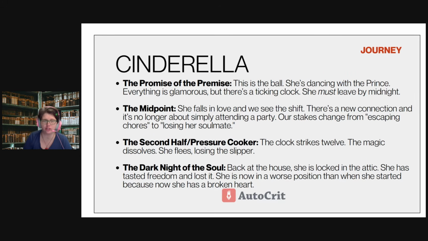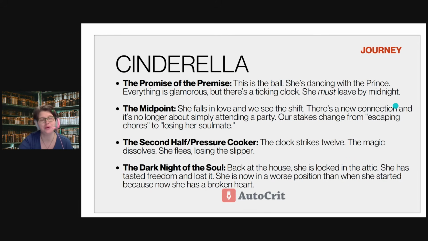She returns to the house and is immediately locked in the attic. She has tasted freedom. She got a chance to potentially meet her soulmate, and now everything is lost. She's locked in an attic. She is in a worse position than when she started. And to top it all off, poor Cinderella now has a broken heart. She is not having a great night. So this is where we're at the end of Act 2 for Cinderella.